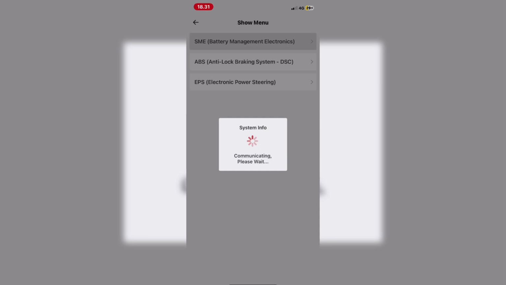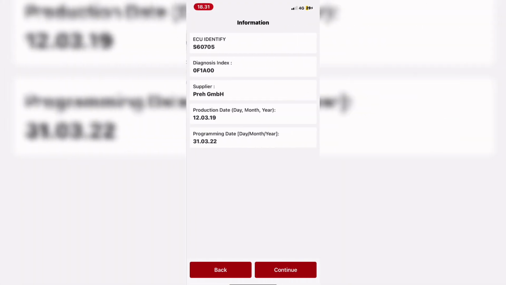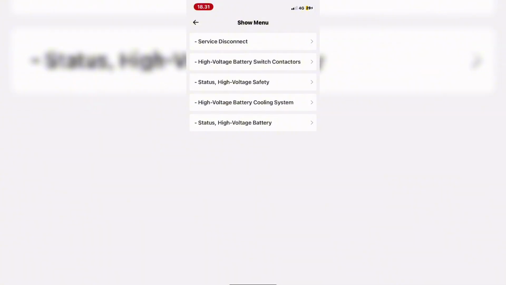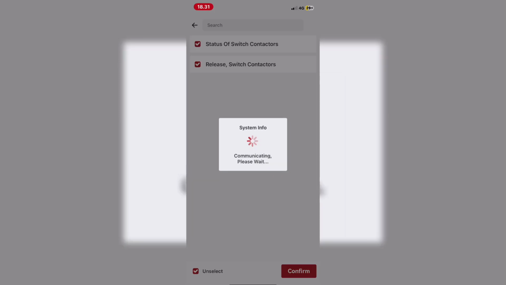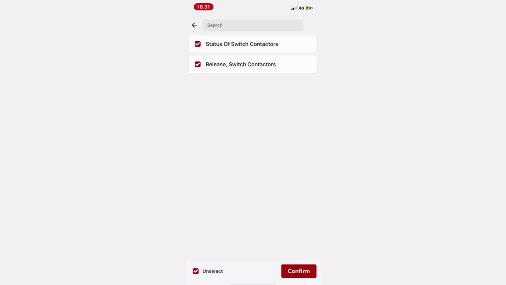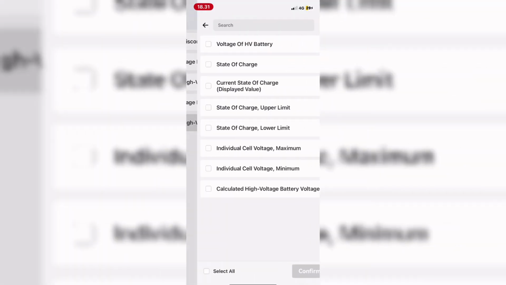So now we can go into the SME, battery management electronics. That's the thing that controls the voltage, the cells, the high voltage cells in the high voltage battery. So again, this is extremely useful. We can look at the switch contactors. They should have 12 volts on to keep them essentially in place.